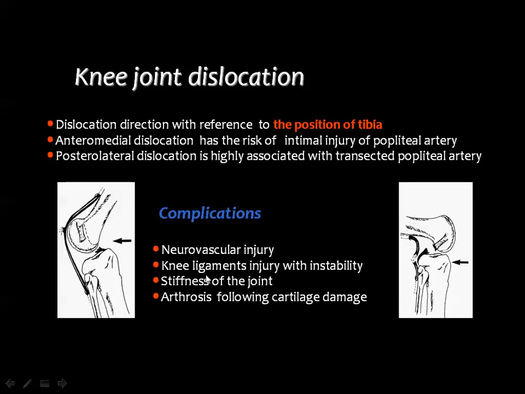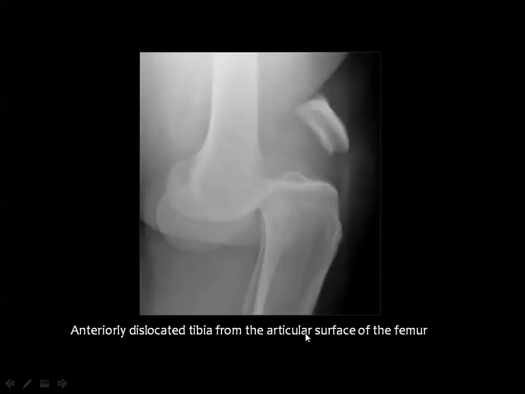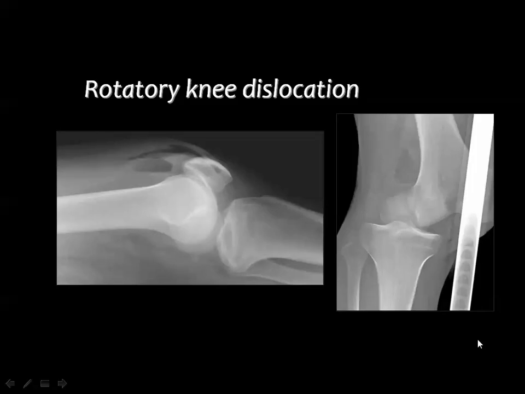Of course, many of the ligaments in the knee will be injured. Some sort of stiffness and arthrosis of the joint will follow the associated cartilaginous damage. This is, of course, an anterior dislocation of the knee joint with anterior displacement of the tibia and the dislocation of the patella. And this is what we call rotatory knee dislocation.